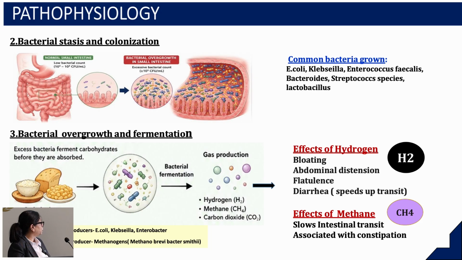The methane gas producers, they are called the methanogens. They are not true bacteria. They totally differ and belong to a separate domain. They are called Methanobrevibacter smithii, long name. So each gas has a different effect on the intestinal motility.